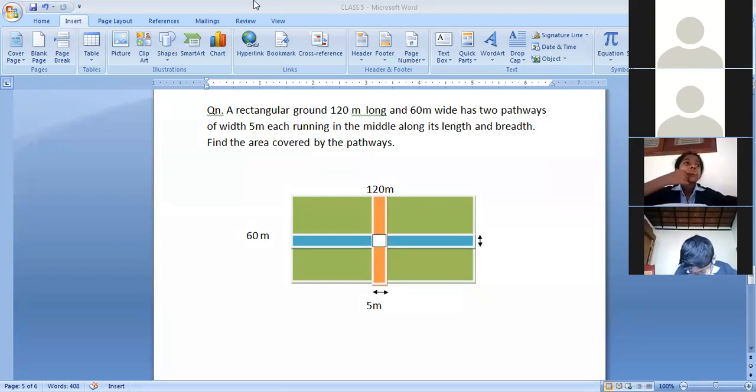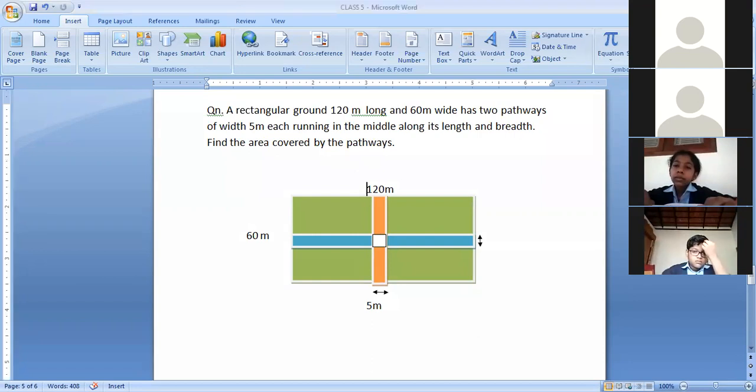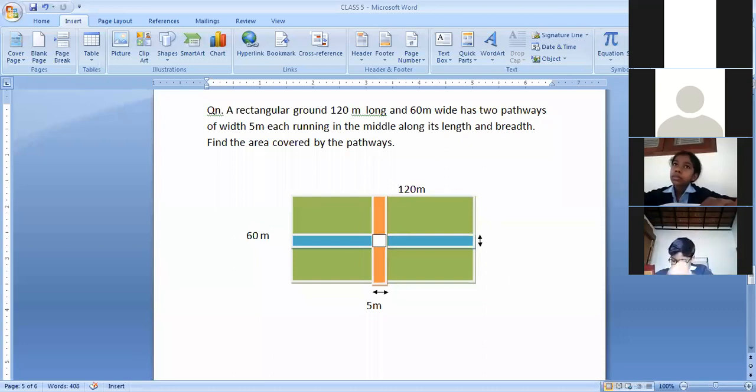So there is a rectangular ground, and the length and breadth of the ground are given. 120 meter is the length of the ground and 60 meter is the breadth or width of the ground. It has two pathways. The breadth of both pathways is given. What is the breadth of both pathways? It is 5 meter.